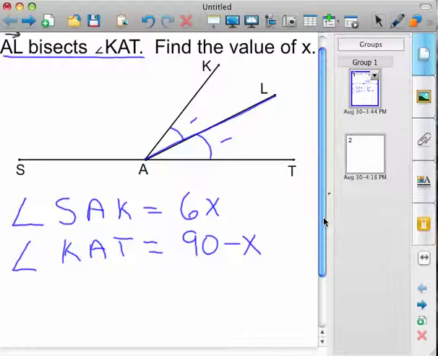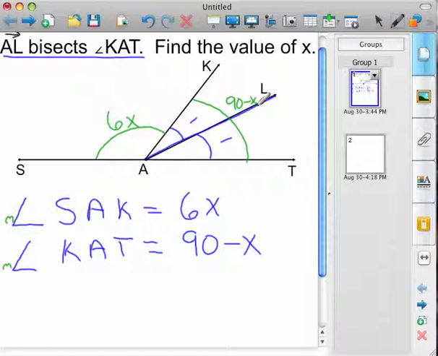Okay, so we look at this and it says angle SAK equals 6x. There probably should be a little measure of angle SAK is equal to 6x. So right here we've got 6x. And then the measure of angle KAT is 90 minus x. So that's this angle here, the whole thing. And those, based on the information given, are not equal to each other.